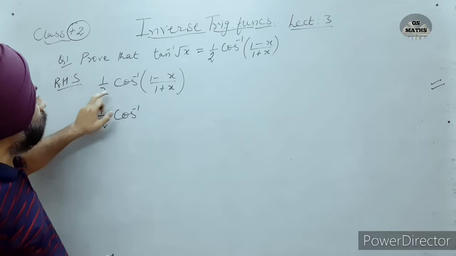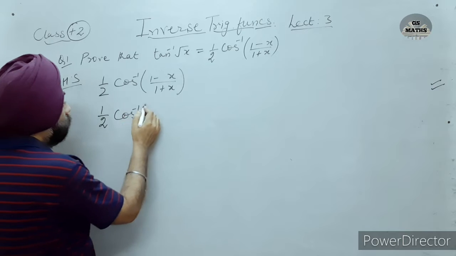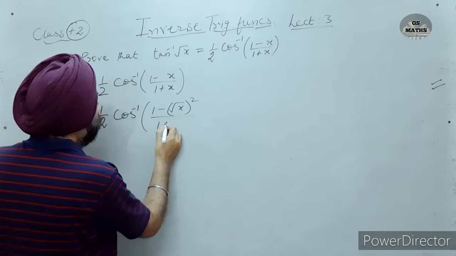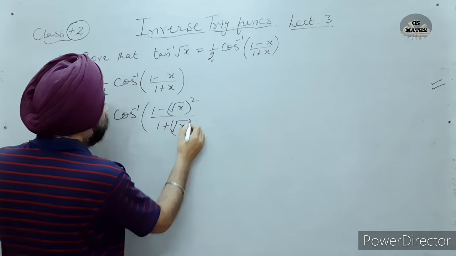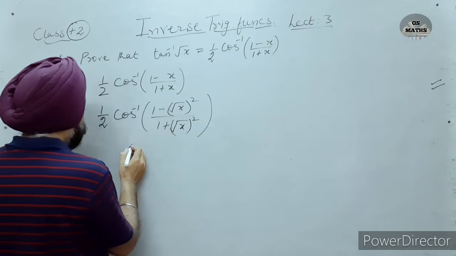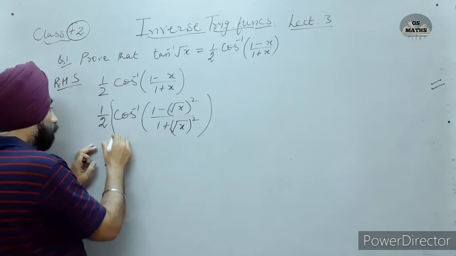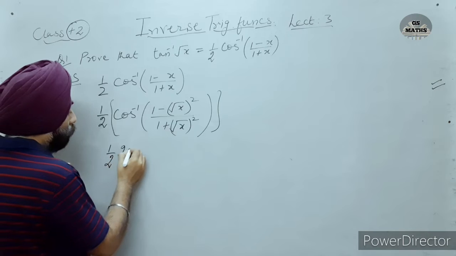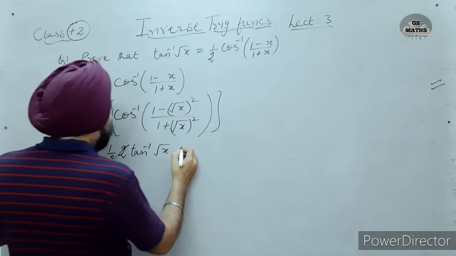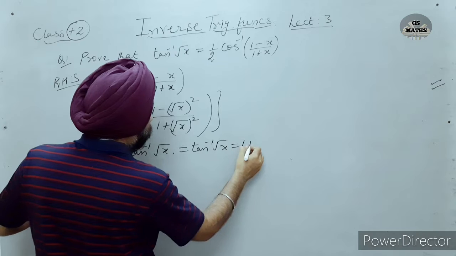Now this is half cos inverse (1 minus x) upon (1 plus x). Half cos inverse, I can write like this: 1 minus under root x square upon 1 plus under root x square. Now this is cos inverse (1 minus x square) upon (1 plus x square). Half of this can be written as 2 tan inverse x. 2 with 2 goes, I get tan inverse under root x. This is your left hand side.